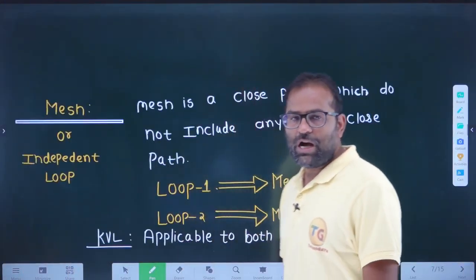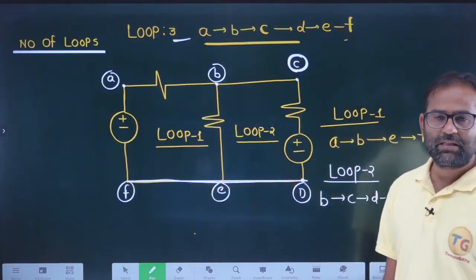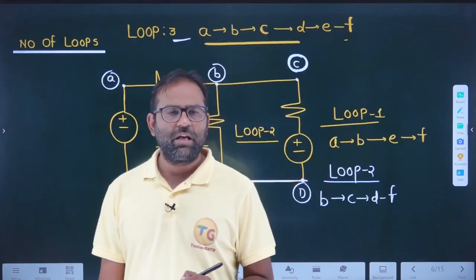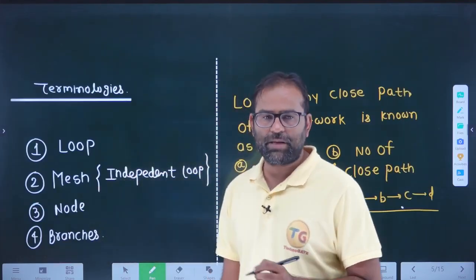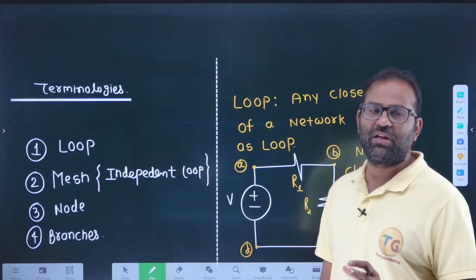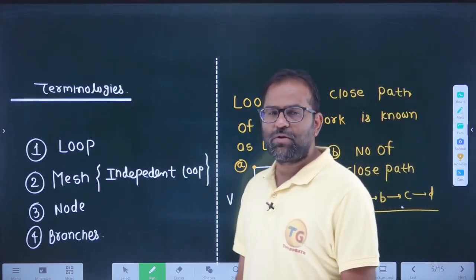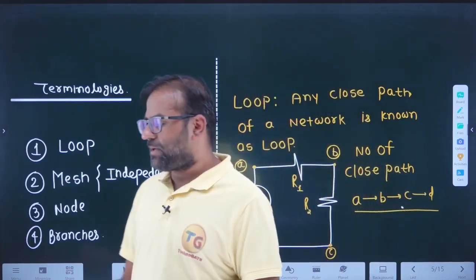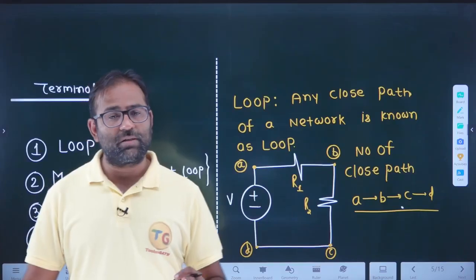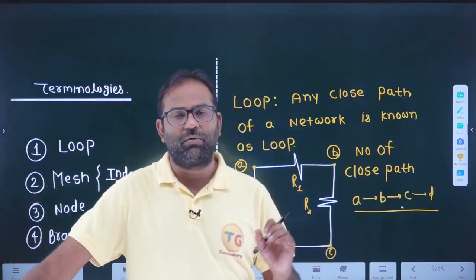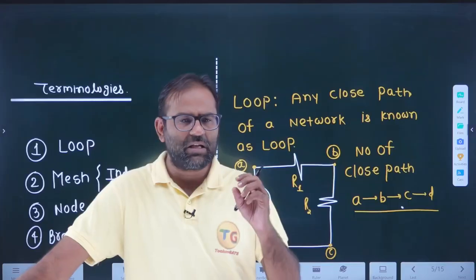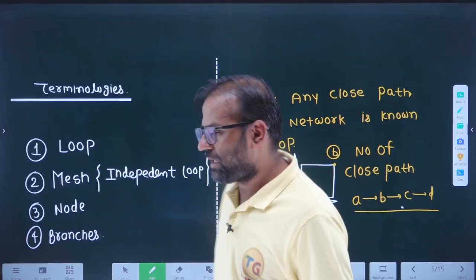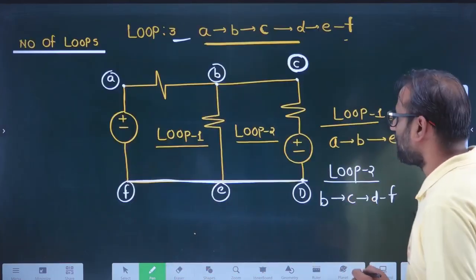Okay, so after defining mesh and loop, let's go to the next thing we want to discuss: node, branch, and one more thing, junction. So what do we understand by node, branch and junction? Like loop and mesh, node and junction can also be used alternatively, but there is a minor difference between junction and node, and what you have to take care of, let's talk about that.